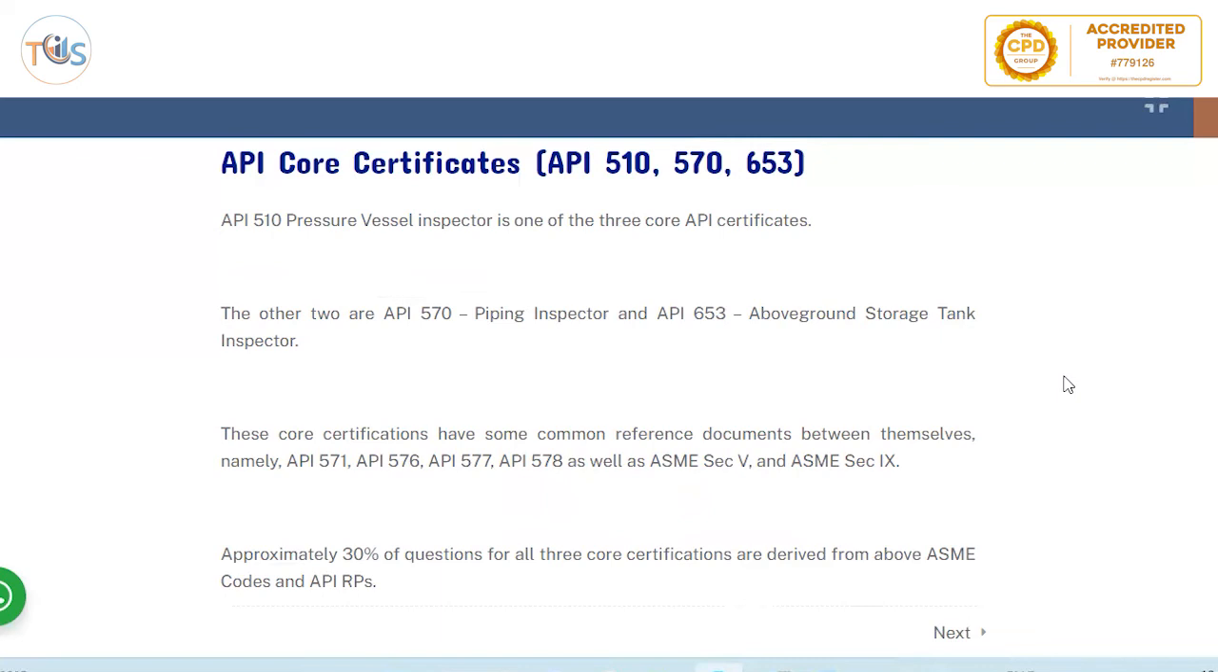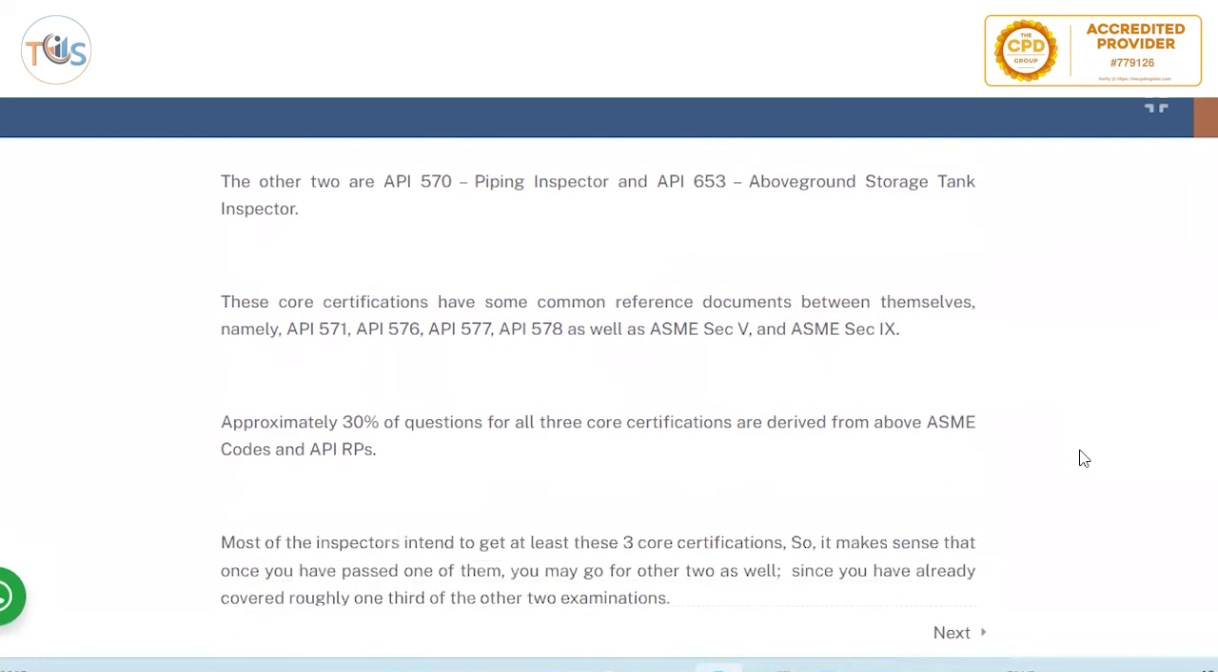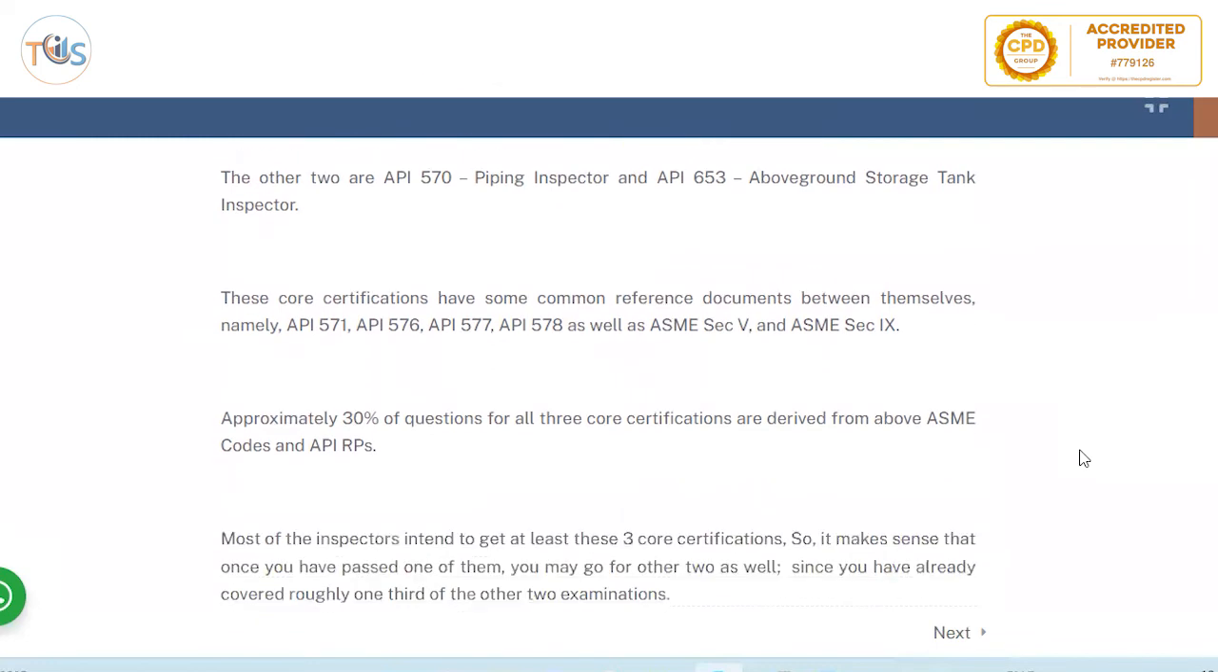If you compare their publication effectivity sheets, you'll see that around 30% of the documents are the same between them. These are API 571, damage mechanisms; 576, pressure relieving devices; 577, welding inspection; 578, PMI, positive material identification; and ASME Section 5, NDT, and ASME Section 9, welding. So approximately 30% of the questions for all these three core certifications are from the same codes and recommended practices.